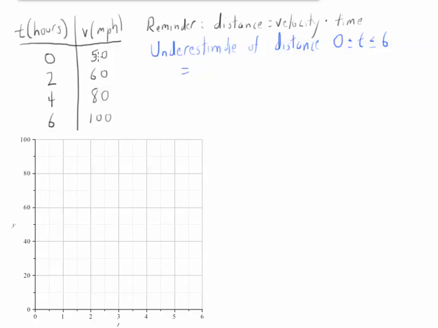lowest speed we're going is 50 miles an hour, and we can think of that going that speed for 2 hours. So we'd start with 2 times 50. Oops, meant to write a times there. Let's make that happen. And then we're going to add on an underestimate of what happens between 2 and 4. Between 2 and 4, the slowest speed we go is 60. And we go 60 miles an hour, we could say, for 2 hours.